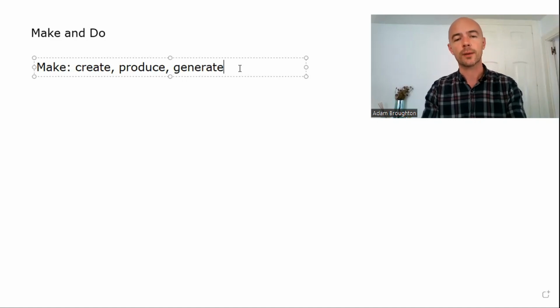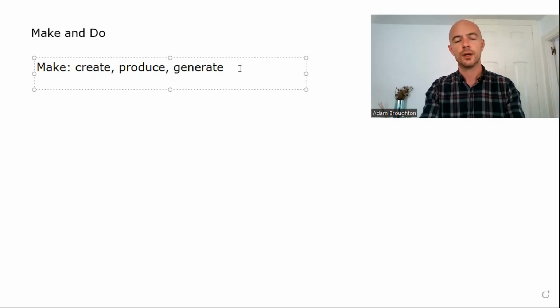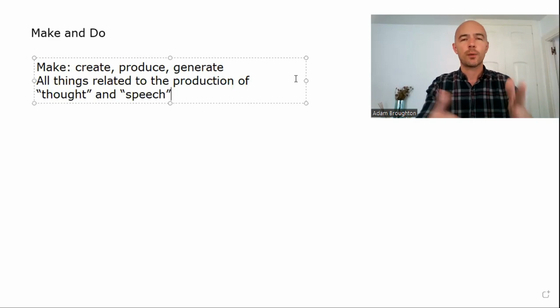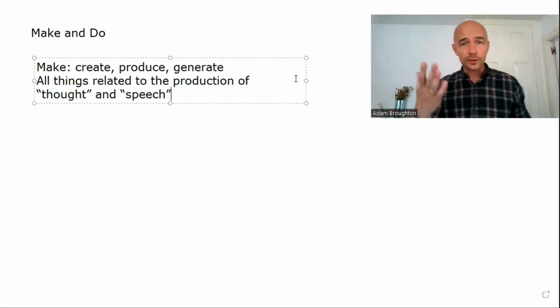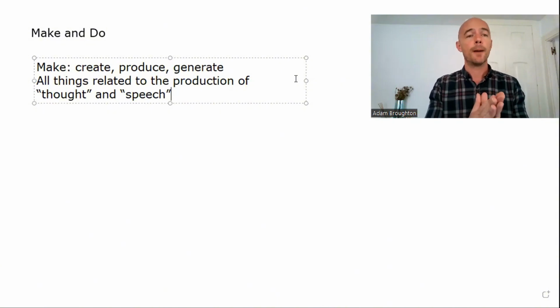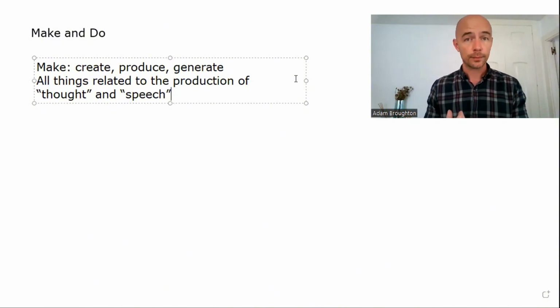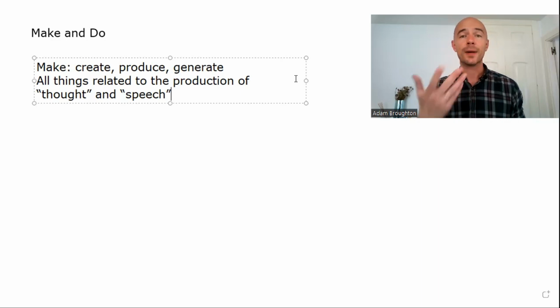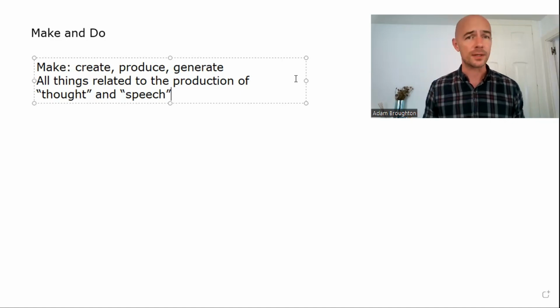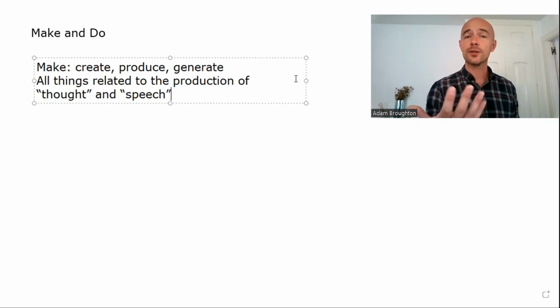So there's also another thing which is related to make, which is the concept of speech and thought. So all things, and when I say things, I mean objects, related to the production of thought and speech are typically with make, not do. All right. So you make a comment, for example, or you make a complaint, you make a statement. All the things are related to speech.